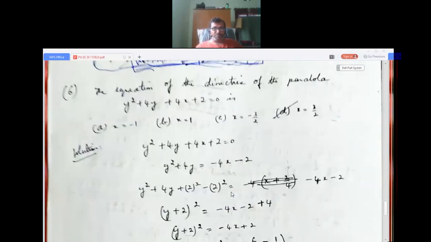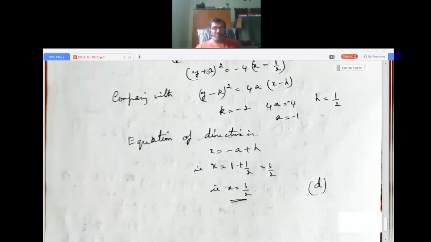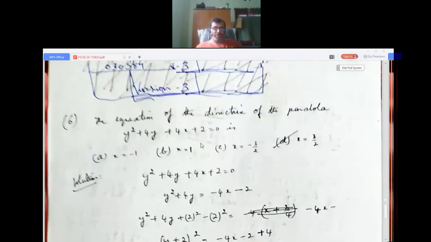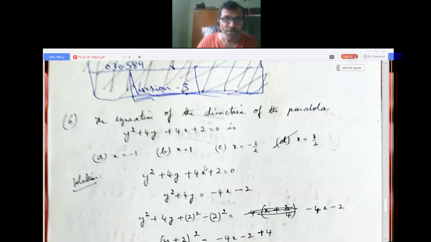Okay. Now question number 6, the last question for discussion today. The equation of the directrix of the parabola y squared plus 4y plus 4x. I told you for every conic section, parabola is also a conic section, there is a fixed point and a fixed straight line. The fixed point is called the focus and the fixed straight line is called the directrix.